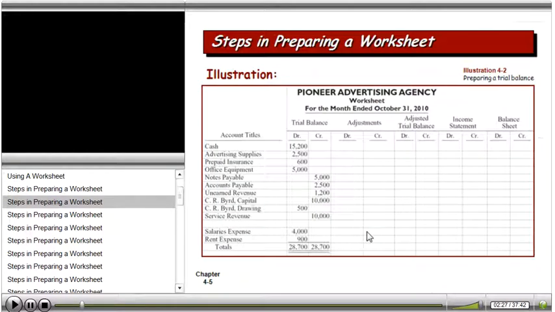The starting point is to look at your general ledger and list all of the accounts that have a balance in there. List them in account order. So in this case we have cash with a debit of $15,200, advertising expense with a debit of $2,500, and so on. Notice that those columns total up and the columns balance. If they don't balance, then we violated the 12th commandment that debits should equal credits.